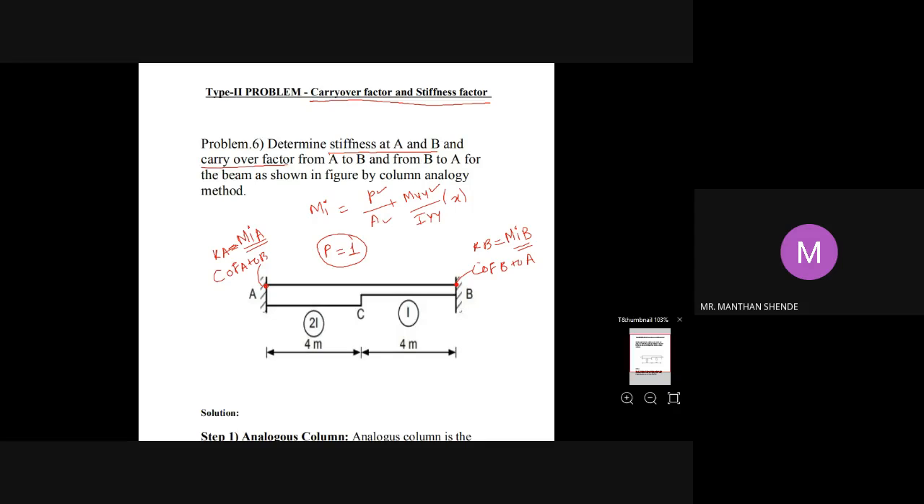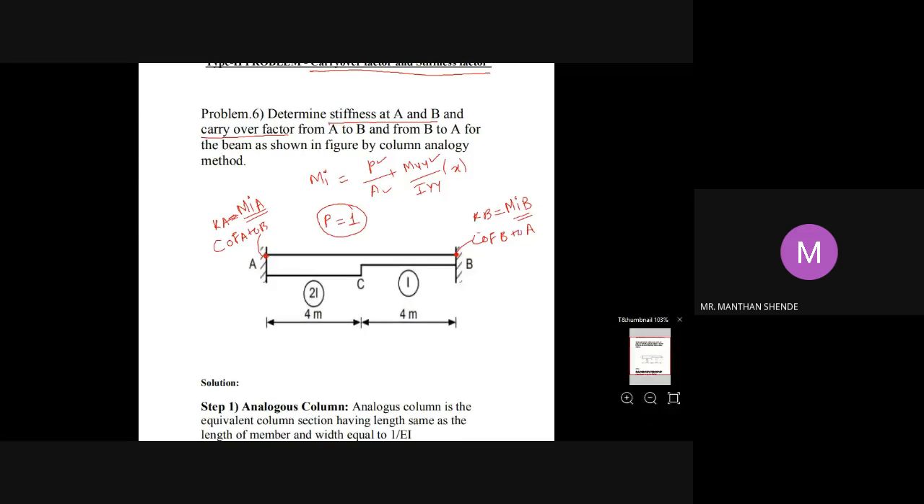So for that, the steps are similar to what we have done in the analysis. Here this is a given beam, no external loading is there, because there is no need to plot the MS diagram, no need to plot the MS by EI diagram.